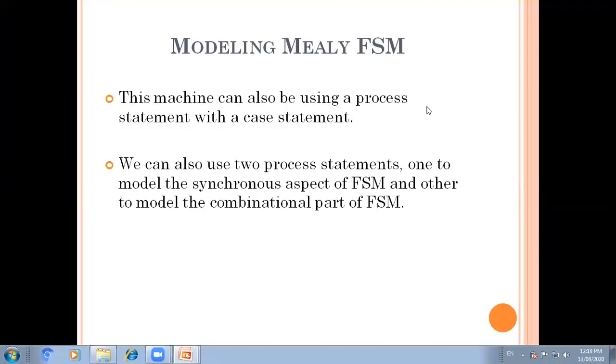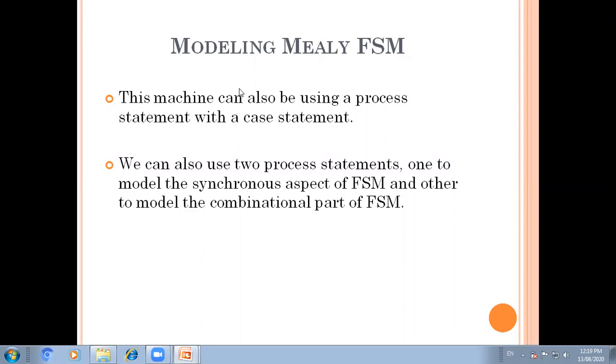Okay, so in today's session, we will start with modeling the Mealy FSM. We have already discussed the terms Moore machine and Mealy machine. A Moore machine is an FSM whose output depends only on the present state. And a Mealy machine is one whose output depends on the present state as well as the present input.